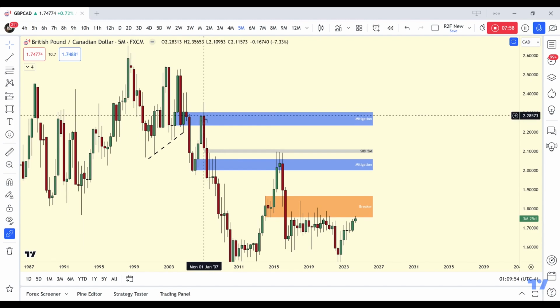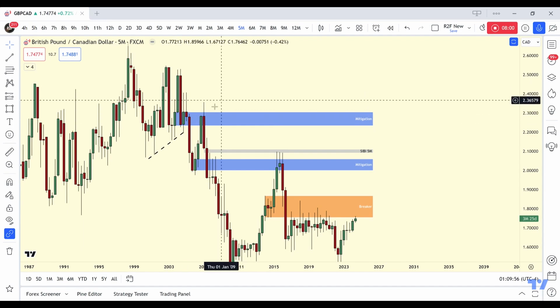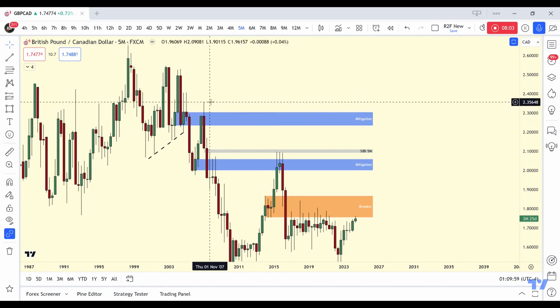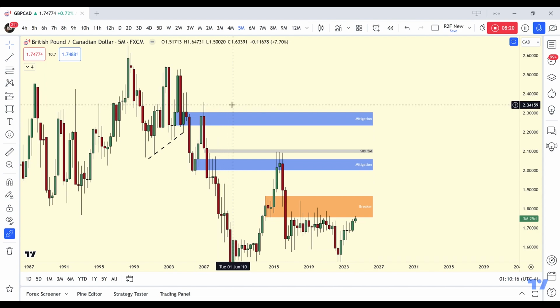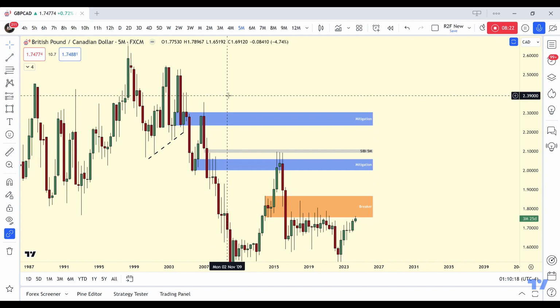And you can see how the bodies are respecting this mitigation block, even though you see wicks going above and beyond. I have a video called "The Bodies Tell the Story and the Wicks Do the Damage." This is a phrase that ICT has used a lot, and I made a video explaining it in more depth as well. So that's also something you should look up.